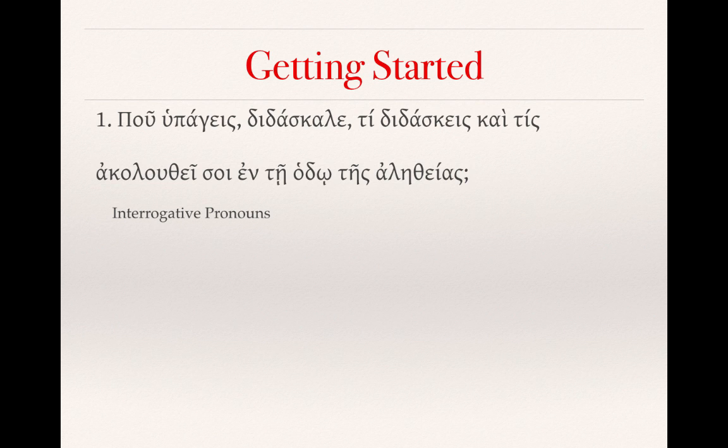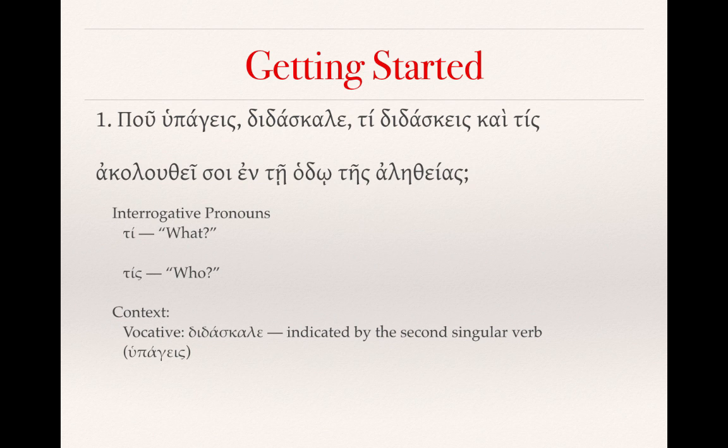And so to review what we've introduced in this lesson, you'll notice that there are a few interrogative pronouns. First of all, ti, as in "ti didaskeis," we would translate what. And tis, as in "tis akolouthei," we would translate who. And with that, the context also helps us to know that the vocative form of didaskale is being used. This is indicated by the second singular verb, hypageis. So we know that the sentence is talking directly to another person, to the didaskale, and that's why the vocative is used.